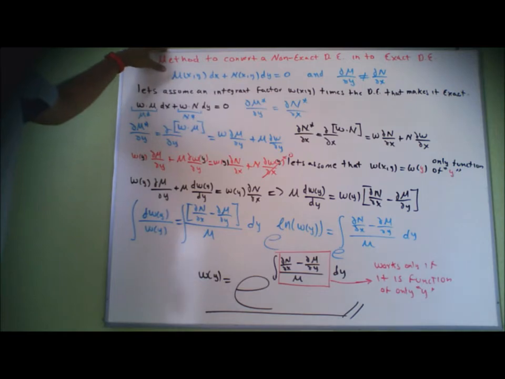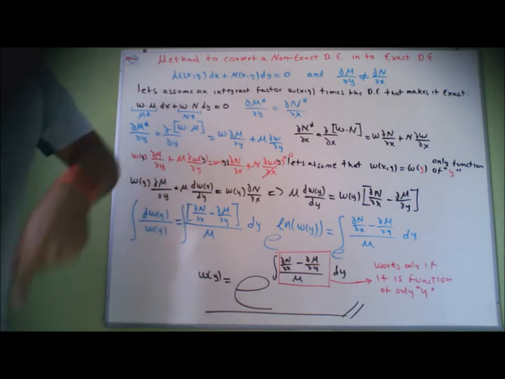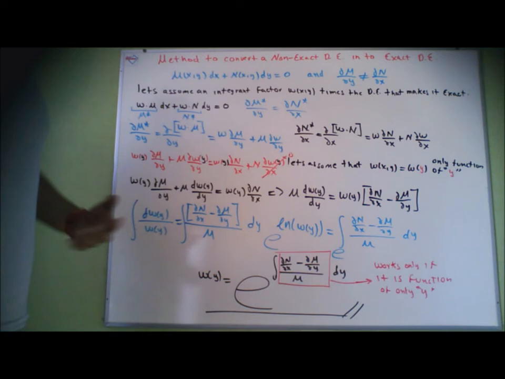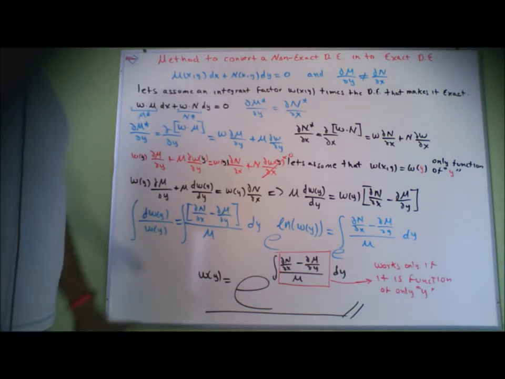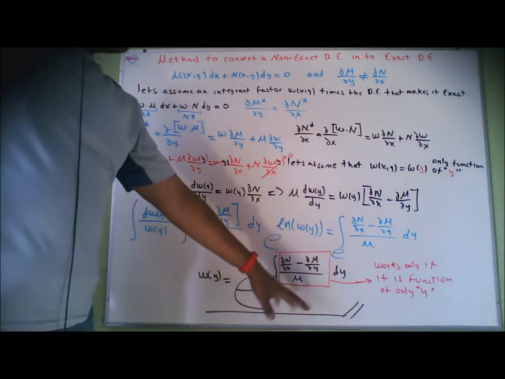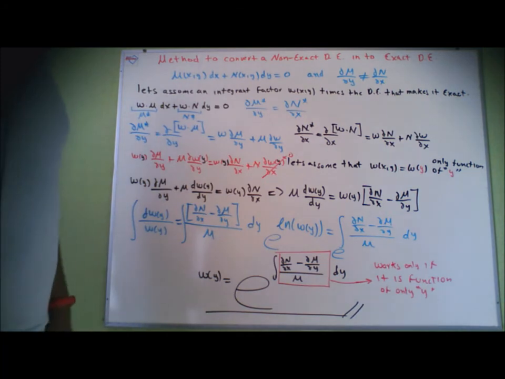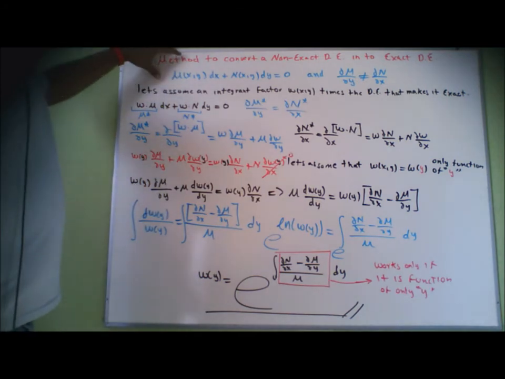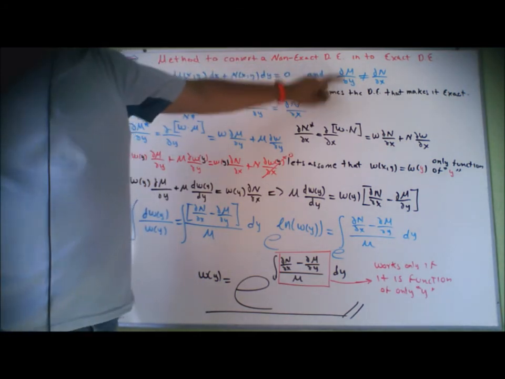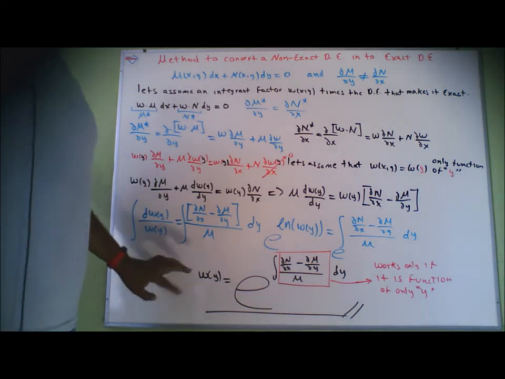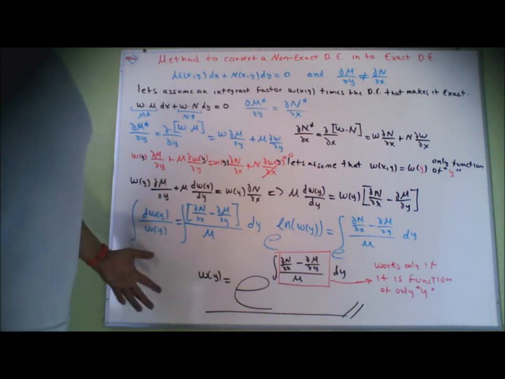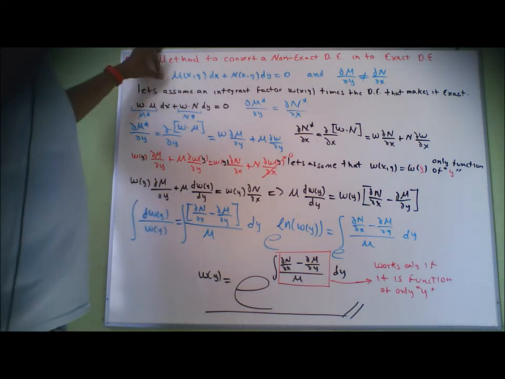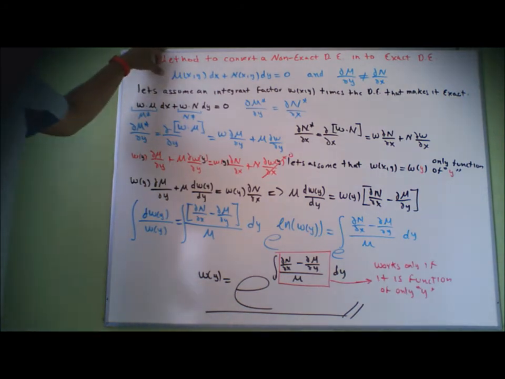Now, which formula to use, the w of x or the w of y? Well, nobody knows, so you have to try both. The one that is only a function of one variable, that is the formula you have to use. It is highly possible that you have a non-exact differential equation and you try both formulas, and neither of them works. That means that this differential equation cannot be made exact this way, and you have to use another method.